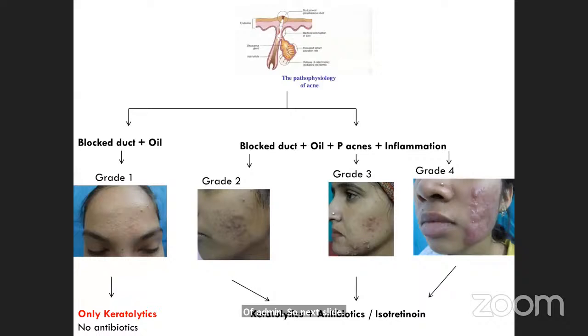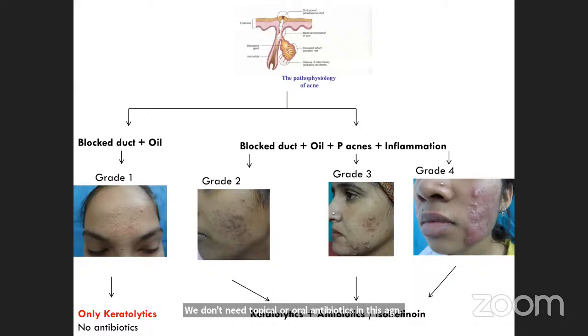So we know that in grade 1 acne, we are basically seeing the blocked duct along with the oil. And so the resultant clinical picture is blackhead and whitehead. And since there is no real bacterial infection, we only treat with keratolytic agents, that is any agent which is going to open this blocked pore. And we don't need topical or oral antibiotics in this acne. So grade 1 is this.